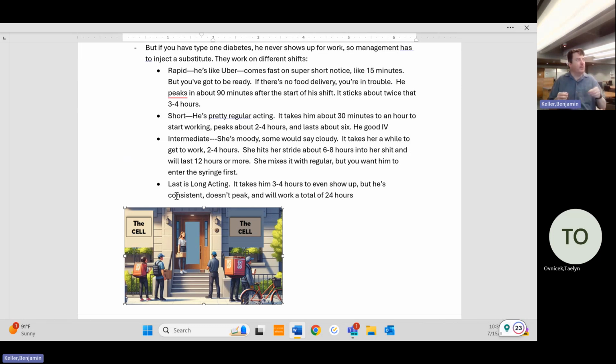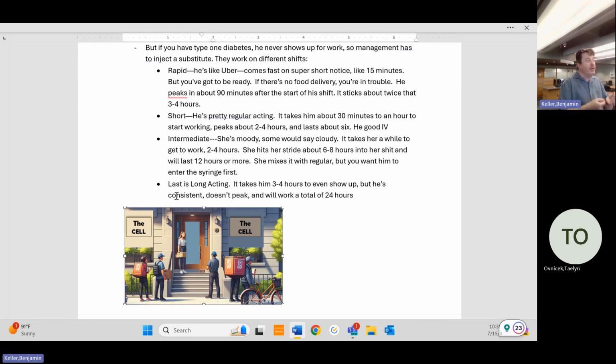So let's talk about that. Intermediate insulin is between short and long. It's cloudy. It's the only cloudy insulin. It takes a while to get to work, usually 2 to 4 hours, and its peak is about 6 to 8 hours after her shift starts. And that'll last about 12 hours or more. She mixes with regular insulin, but you want him to enter the syringe first.